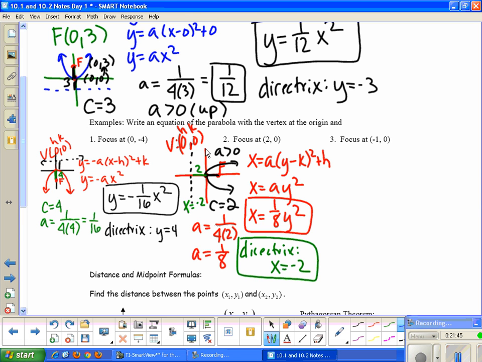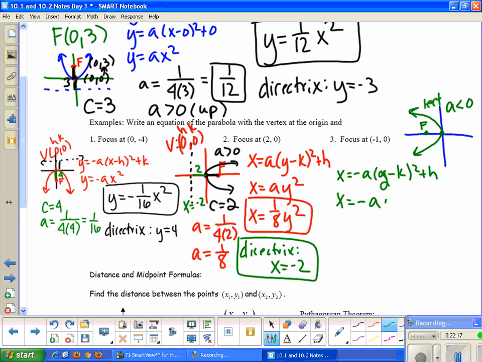So let's go ahead and do this last one. For this last one, the focus is at (-1, 0), and the vertex is at the origin. So (-1, 0) would be here. The vertex is here, so that means my graph has to open to the left. If my graph is opening to the left, that means my A value is less than 0. So x equals -A times (y minus k) squared plus h. In this case, x equals -A y squared because my vertex is at (0, 0), so that's my h and my k.